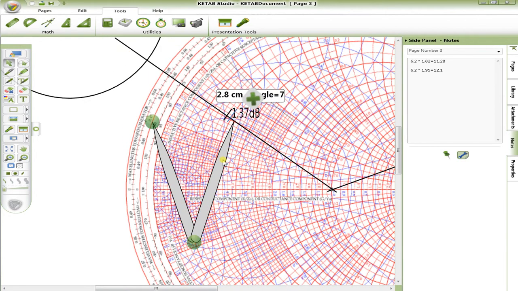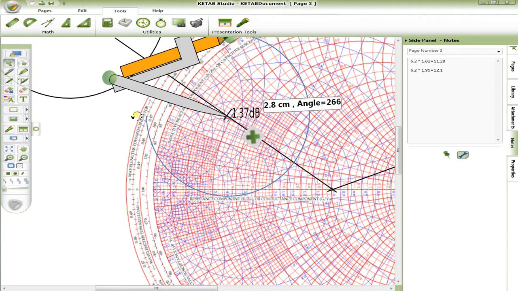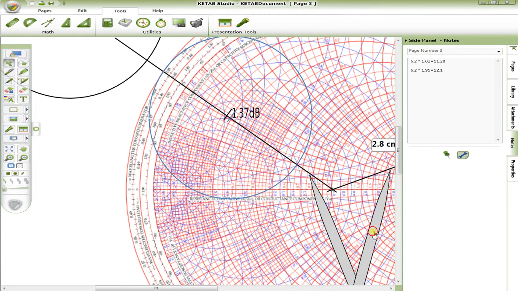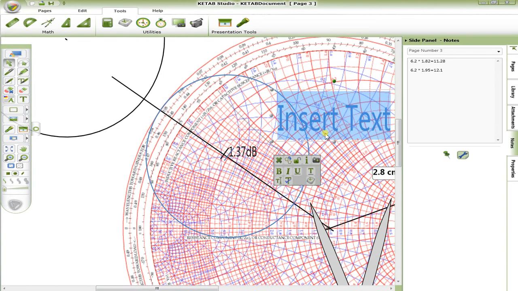Now we place this edge on the center and we draw a circle over here. This is our 1 dB circle at the input. So let's add the text over here and say it's 1 dB.